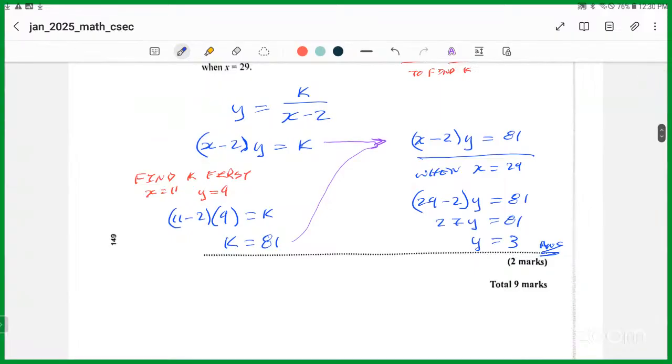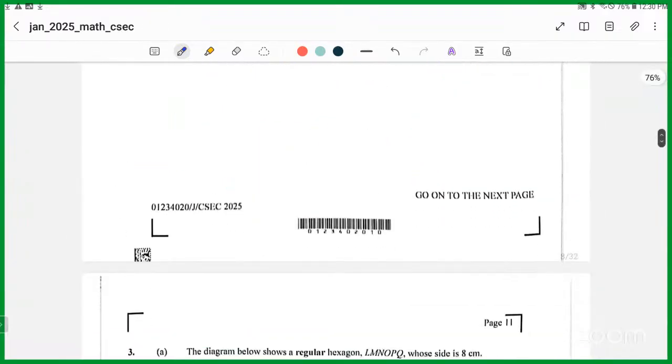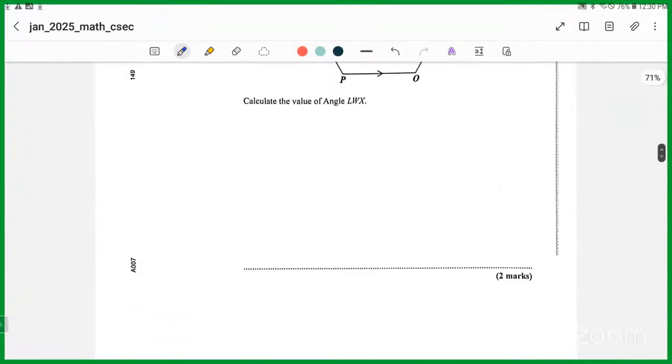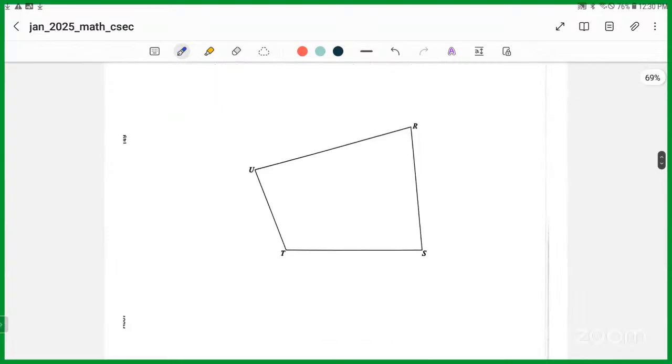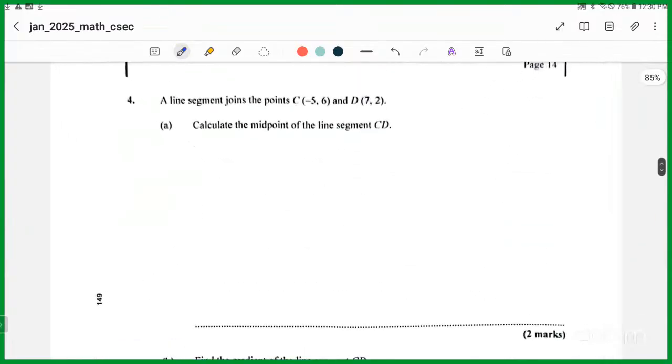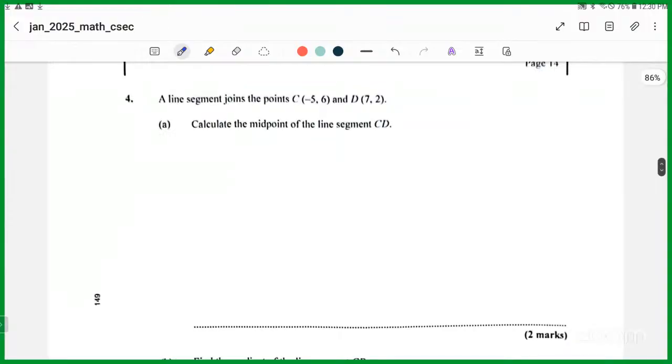And then we have number 4 on this paper to do as well. Let's see what number 4 is. As you can see, I was skipping over, going to do them eventually. Number 4 is coordinate geometry. It says a line segment joins C to D, those 2 points. Calculate the midpoint. Remember, the midpoint is like an average point. Let's call it capital M. It's the average of the x and the average of the y.